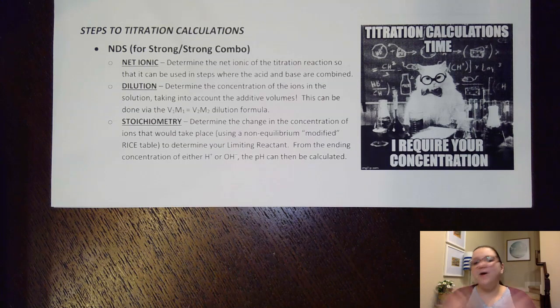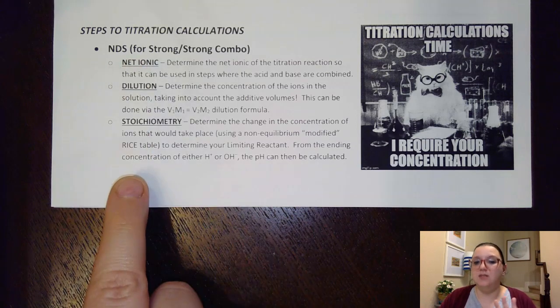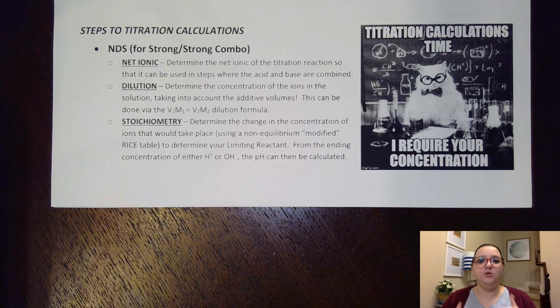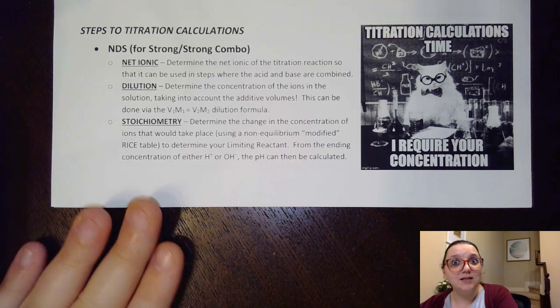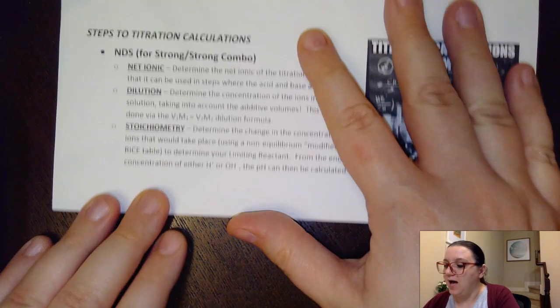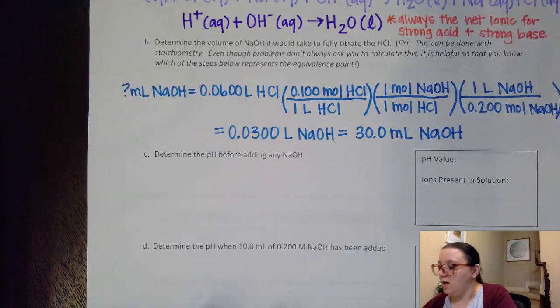Okay. Now I will tell you this. Eventually, in another video, we will talk about combining a strong with a weak, either a strong acid with a weak base or a weak acid with a strong base. So we will have an extra step to this acronym when we get to those problems. But for now, I want you to remember the acronym NDS: net ionic, dilution, and then some stoichiometry. So with that said, let's go ahead and start to see how these calculations would work on the next page.